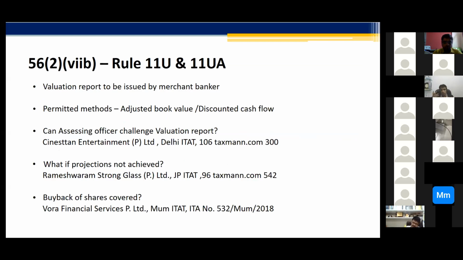For the purpose of 11U and 11UA, you know there is a permitted method which talks of adjusted book value and discounted cash flow. Initially there was a book value; now they have replaced it with adjusted book value over the last 2 or 3 years. Adjusted book value means that if a particular entity has downstream investments in another company, then you also have to value those downstream investments and replace them with fair market value to arrive at the fair market value of the holding company. Similarly, if you own some immovable property, then the value of the immovable property has to be derived and replaced for the book value to arrive at adjusted book value.